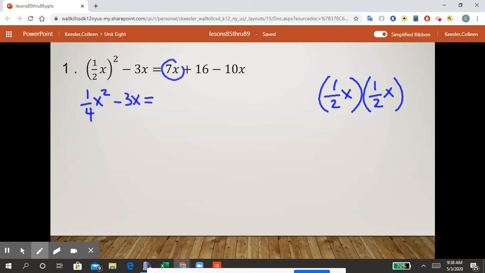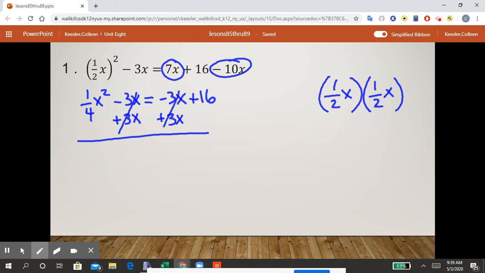On the opposite side, I can put together the 7x and the negative 10x, which gives me negative 3x plus 16. Now, like we saw the other day, we can now add 3x to both sides to make this equation a lot simpler. That cancels both of them out, leaving us with 1/4 x squared equals 16. Now, to get rid of the fraction, we're going to multiply by the reciprocal of 1/4, which is 4. That cancels this out. So we get x squared equals 64.